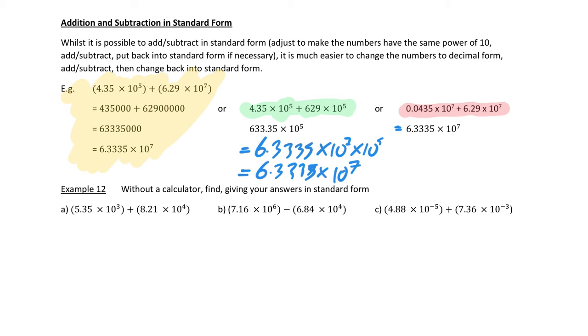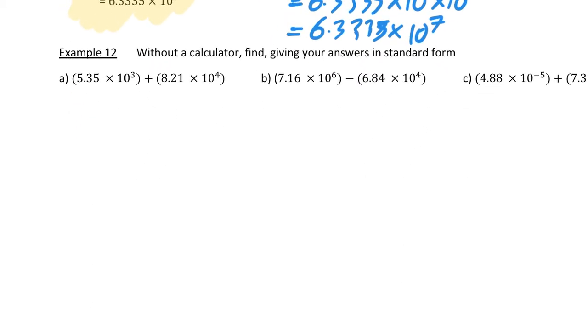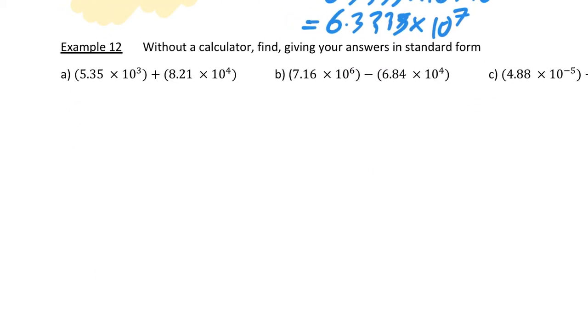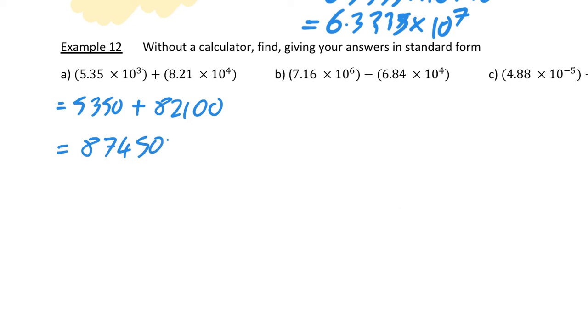Okay, I'm going to have a go at these questions. I'll decide which method I'm going to use. So the first one, I'm just going to use the first method. I'm going to do it out the long way. It's going to be 5350 plus 82100. And if we add those both, you're going to get 87450 and then that will become 8.745 times 10 to the power of 4.